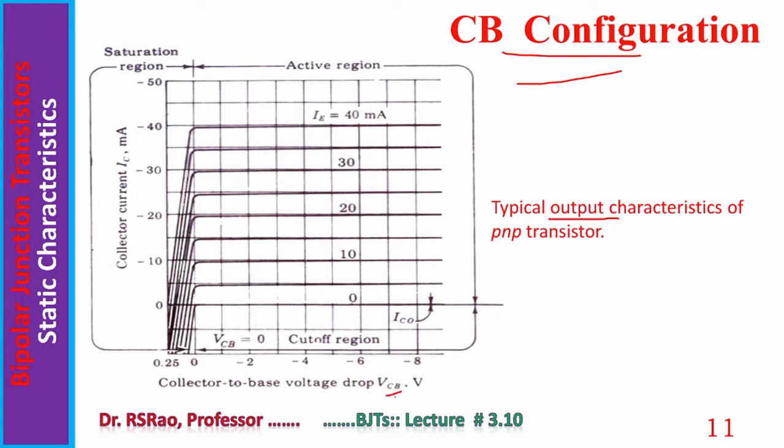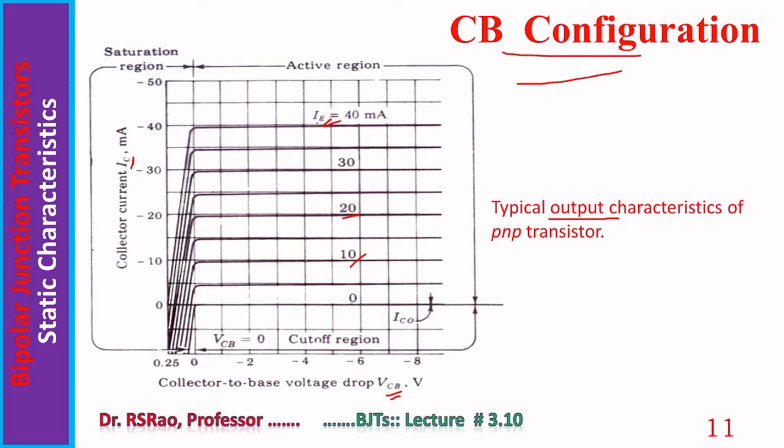Now output characteristics of CB configuration. Horizontal axis represents VCB, vertical axis IC, collector current. Some points one can notice very easily. Several curves are there. Each curve is for one particular value of emitter current. Top curve is for emitter current of 40 milliamperes. Next one is for 30 milliamperes. Then we have a curve for 20 milliamperes, like that 10 and 0 also. So this particular graph is VCB versus IC for different values of IE, emitter current.